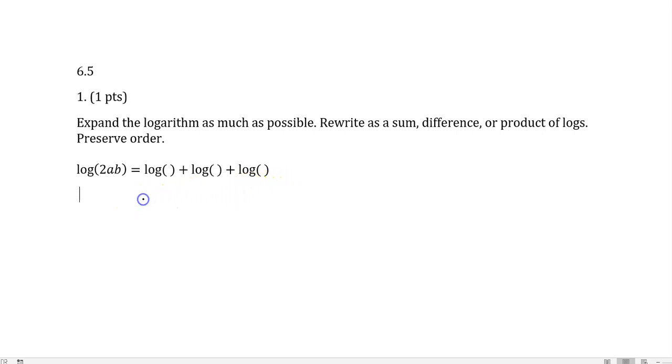So this becomes, for example, the log of 2 with the base of 10, which is not written but is understood to be below and to the right if you write the word log but do not write a base, plus the log, again base 10, of a, plus the log, again base 10, but not written, of b. In that form, we have stretched it out as much as possible. Let's take a look at another example.